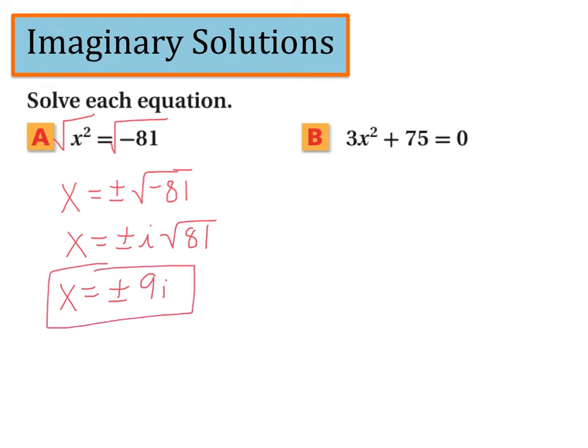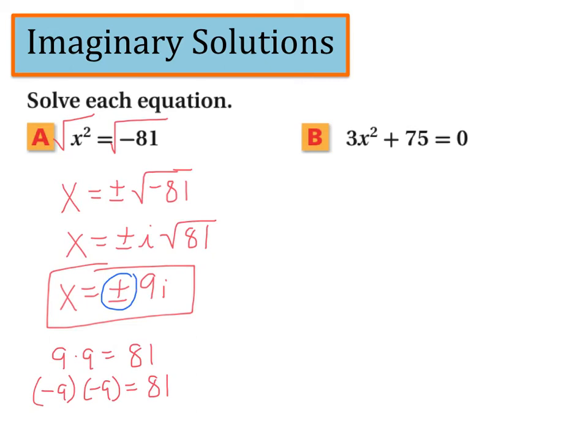Now the reason we have a plus or minus is because 9 times 9 could be 81, but negative 9 times negative 9 could also be 81. So we take that into account when we use the plus or minus.